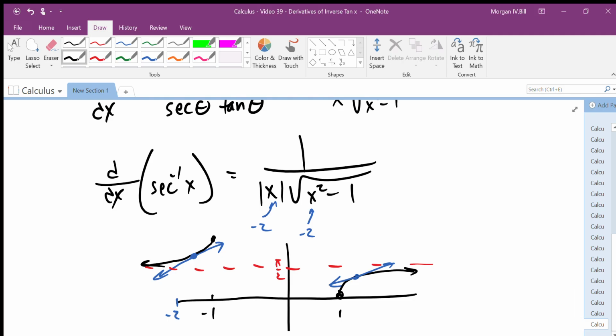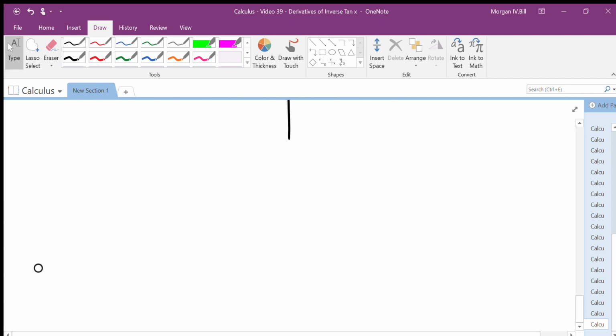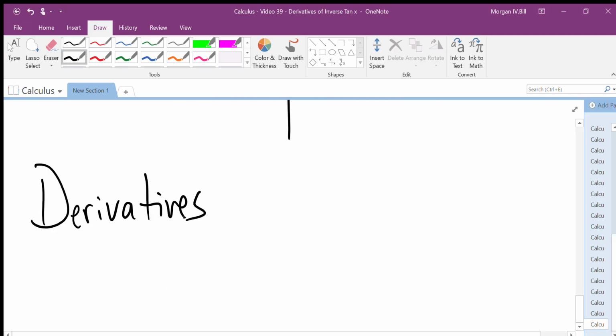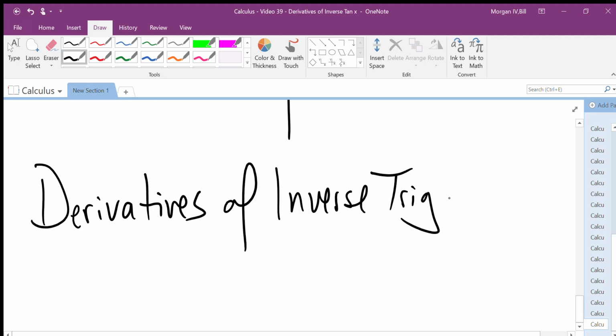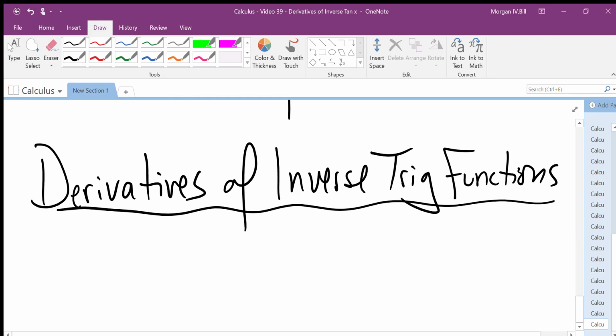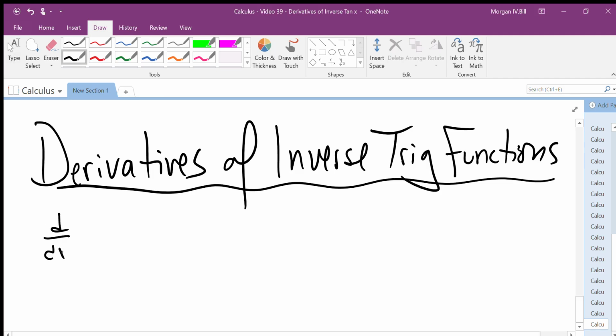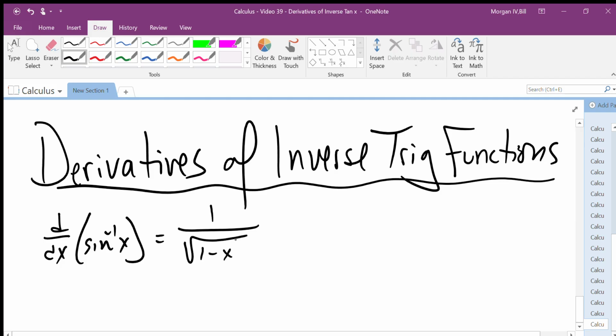All right, so that's it. Let's write these down so we have it in a nice, organized fashion. Let's do the derivatives of inverse trig functions. Okay, we have that the derivative of the inverse sine of x is equal to 1 over square root 1 minus x squared.